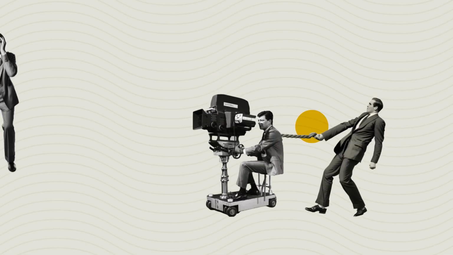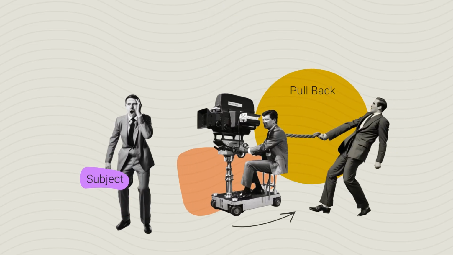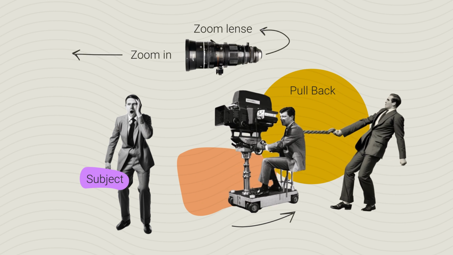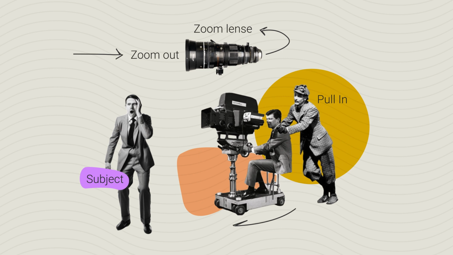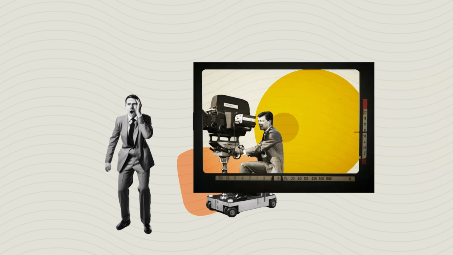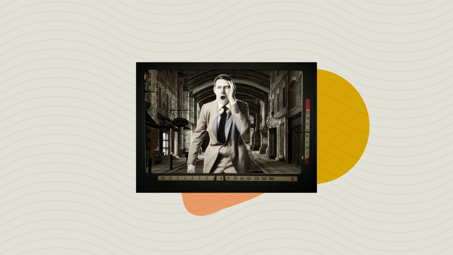The classic way to create this effect is to pull the camera away from the subject while zooming in with the lens. You can also pull the camera closer and zoom the lens out. During the zoom, there is a continuous perspective distortion. The background appears to change in size relative to the subject. That perspective change, without a corresponding size change in the subject, leads to a very strong emotional impact.